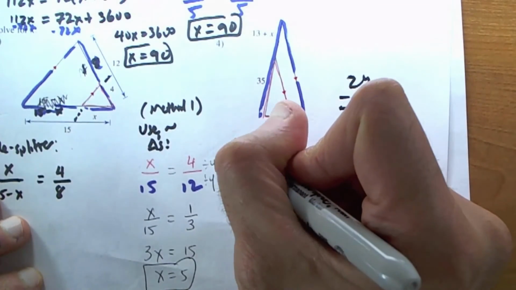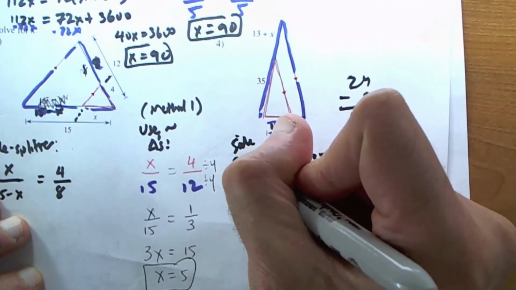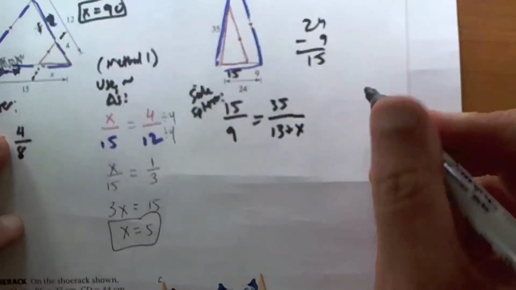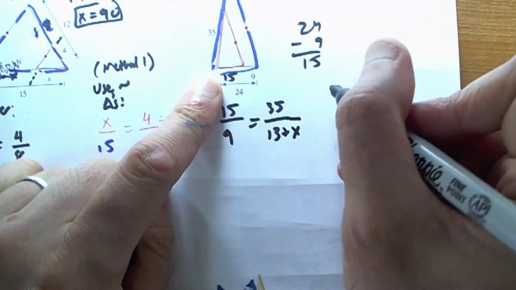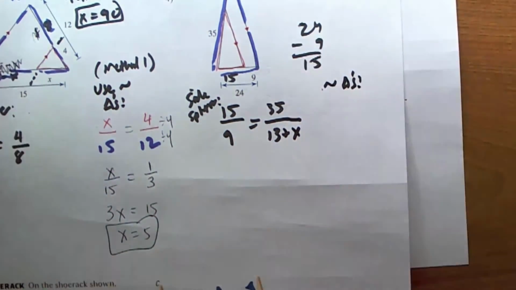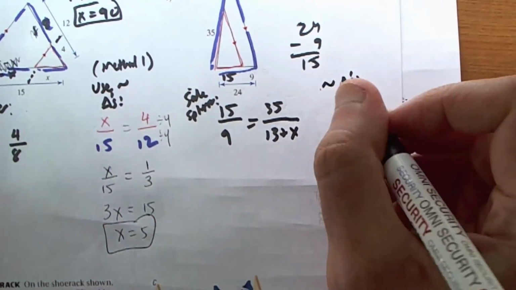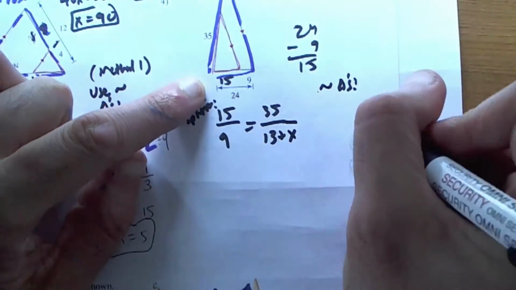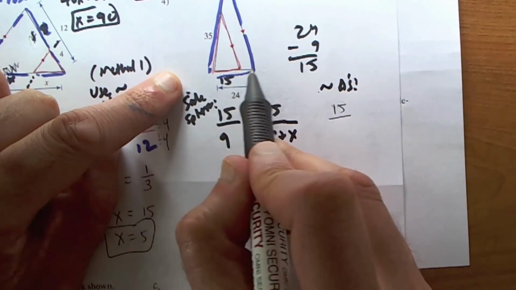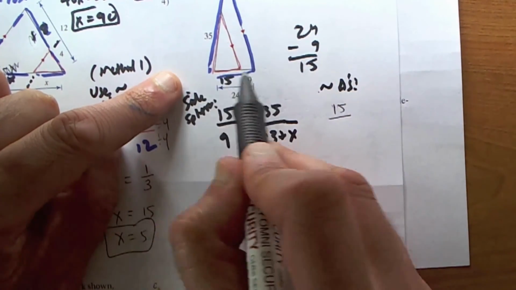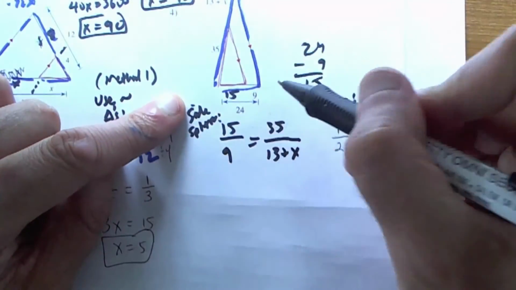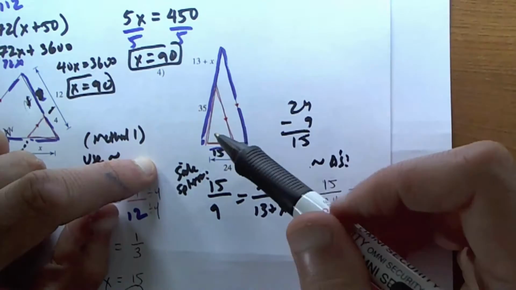So that's the side splitter. If I did method 1, I'll just say the similar triangles method. I'm running out of space, I'll use a smaller pen. So 15 on the red corresponds to what on the blue? Well, this is given to me, that's quite nice, that's 24. So this problem, 15 to 24, is pretty easy, but now this side's a little bit more problematic.